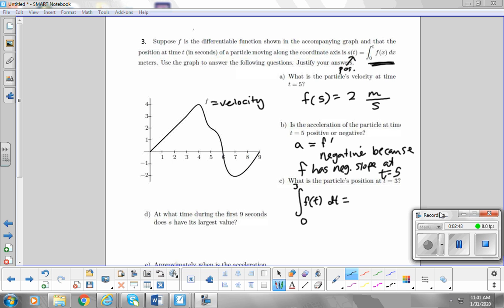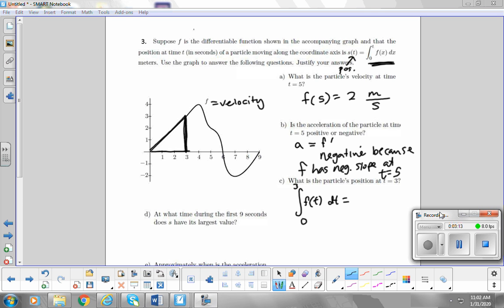What does that mean visually? Area from 0 to 3. The area under the curve. If we knew the equation, we could do the antiderivative and evaluate it from 0 to 3. We're not given the equation. We could figure it out because it's a line. So it's up to you. If you want to come up with the equation of that line and do it algebraically, you can. Or if you want to do it geometrically by finding the area of the triangle, you could do that.